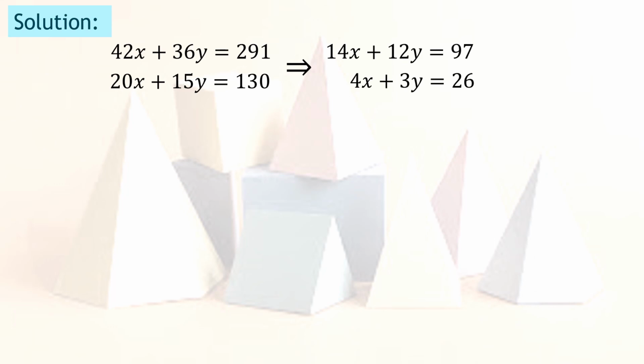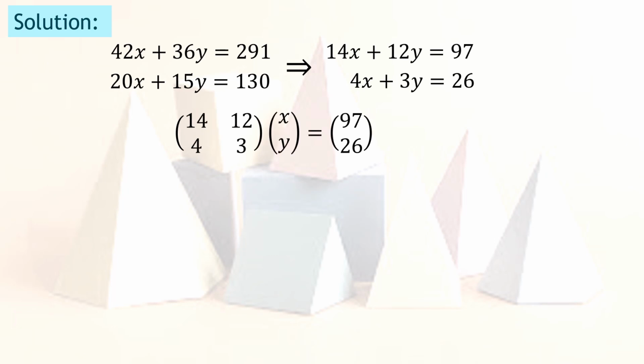42 divided by 3 is 14. 36 divided by 3 is 12. 291 divided by 3 is 97. 20 divided by 5 is 4. 15 divided by 5 is 3. And 130 divided by 5 is 26. Now, we are ready to put it in a matrix equation. So we have this one, and then we are going to solve for x and y.